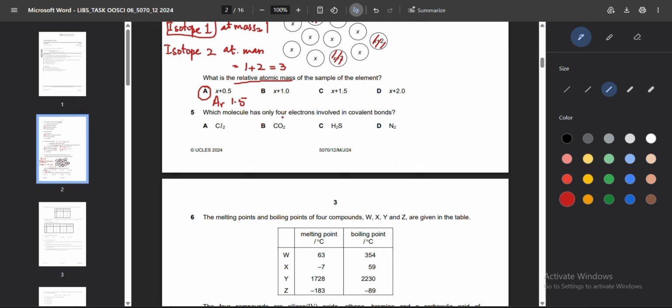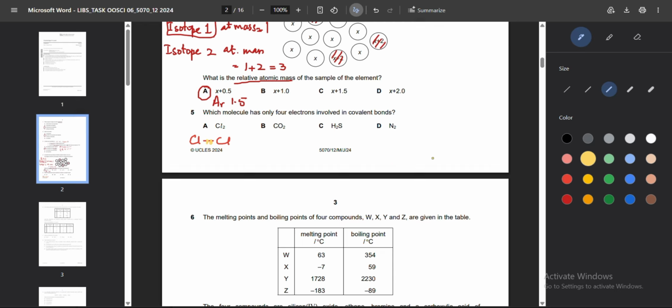Now, which molecule has 4 electrons involved in covalent bonding? For this we can draw their structures to see the covalent bonding in them. The first molecule is a molecule of chlorine, and in a chlorine molecule there is a single covalent bond. Do you remember that a single covalent bond is formed by the sharing of 2 electrons? So there are 2 electrons present in a single covalent bond.